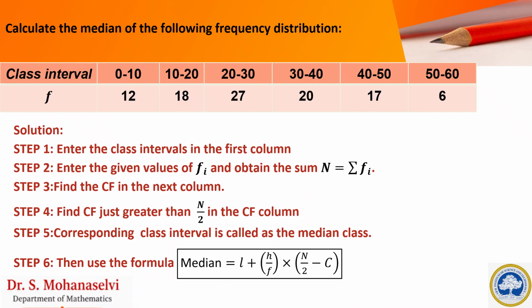Now the solution procedure follows. We will enter the class intervals in the first column, and then we enter the fi's in the second column and find the sum of the frequencies. In the next column we will find the cumulative frequency. Then we will find the cumulative frequency value just greater than n by 2 from the cumulative frequency column to identify the median class. After identifying the median class, we will find the corresponding frequency and the cumulative frequency preceding the median class, and we use the formula: median is equal to L plus h by f into n by 2 minus C.